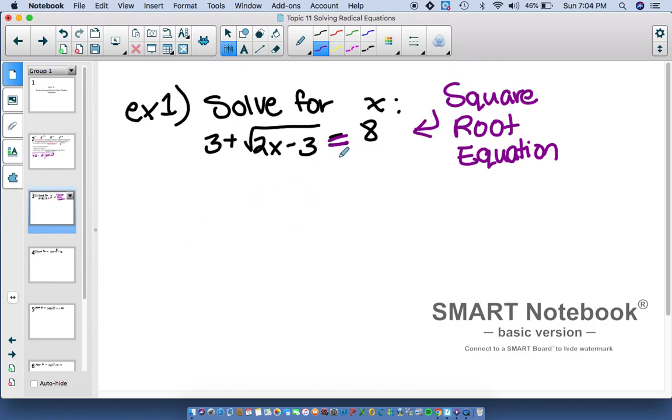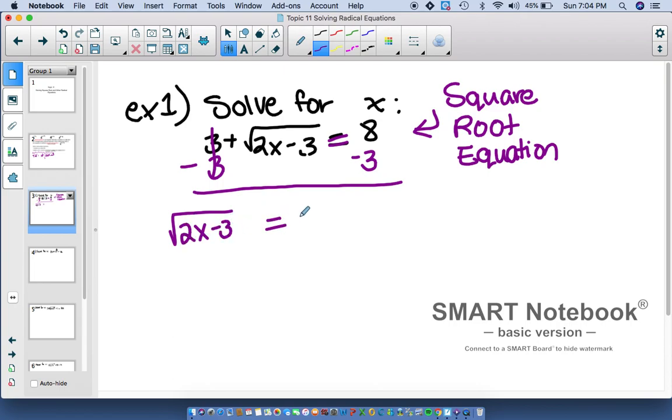All right, so the first thing we need to do is actually get our square root, which is this piece right here, by itself, right? So if we wanted to do that, we would have to get rid of anything that's on the outside. So you see this 3 right here? That's with our square root. So let's get rid of it. Let's subtract 3 from both sides. Remember, it's an equation, so you got to keep it balanced. Okay, so I'm left with 2x minus 3 equals 5.